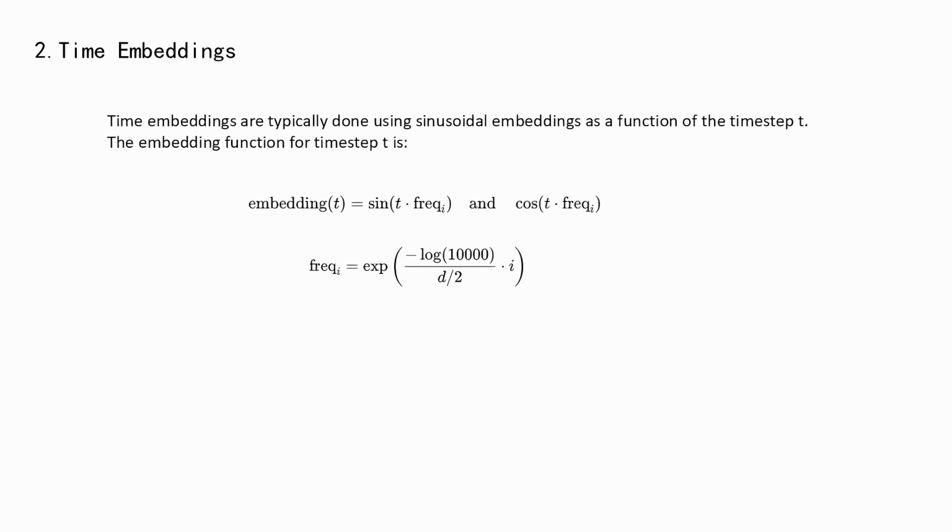Freq i is computed using a logarithmic scale. This gives us both sine and cosine components that allow the model to distinguish between time steps. These embeddings are crucial because the model uses them to understand the progression of the diffusion process, guiding how much noise is added or removed.